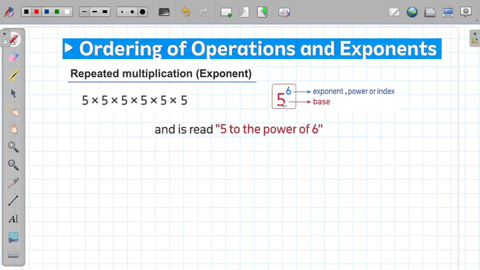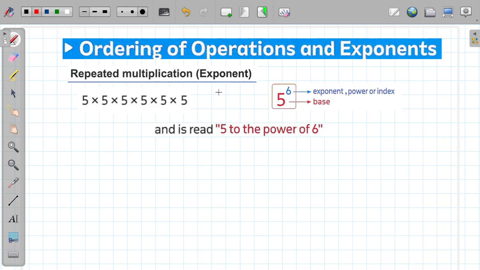Okay, so I have here the big number is the base, or the number that is multiplied by itself, and the small number up there is called the exponent or the power, and this is the number of times that we repeat the operation of multiplication. So we can call this form 5 to the power of 6.